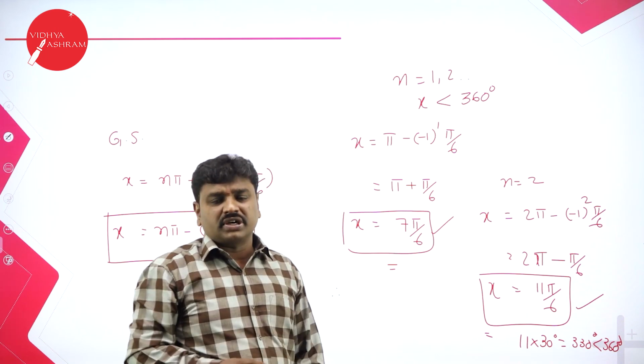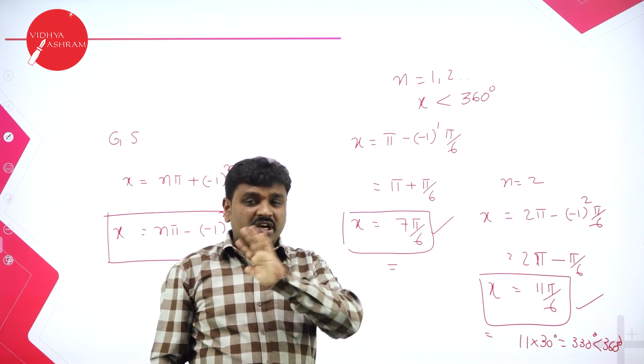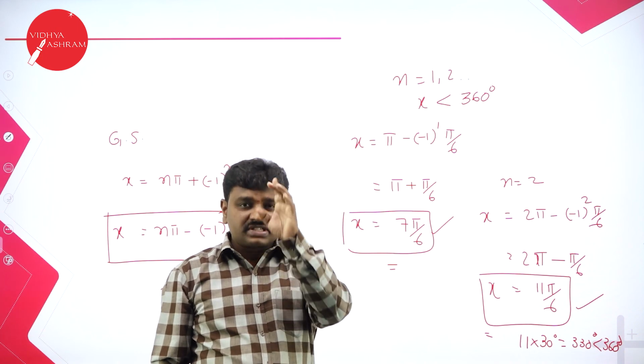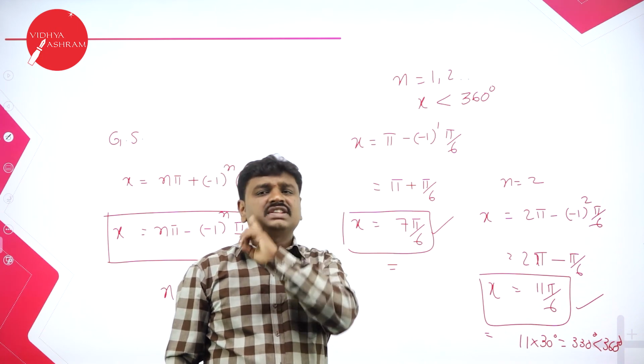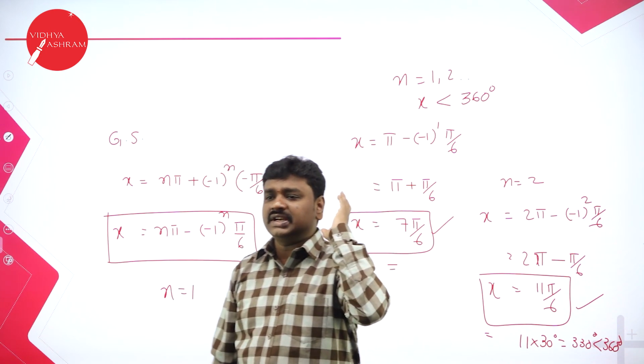Write the general solution. In the place of n, you substitute 1, 2. So, principal value cannot be negative. Principal solution means a solution of angle which is less than 360 degrees and greater than 0 degrees. Principal solution should lie between what? 0 degrees and 360 degrees.